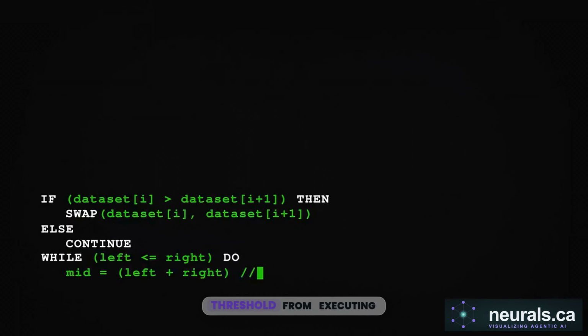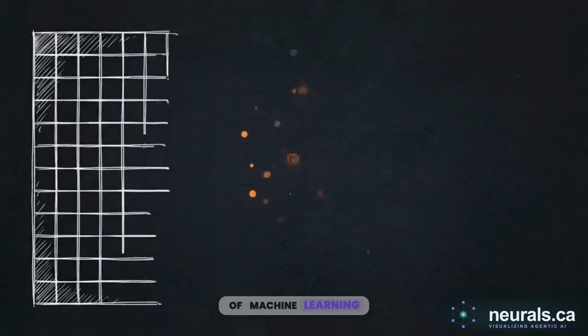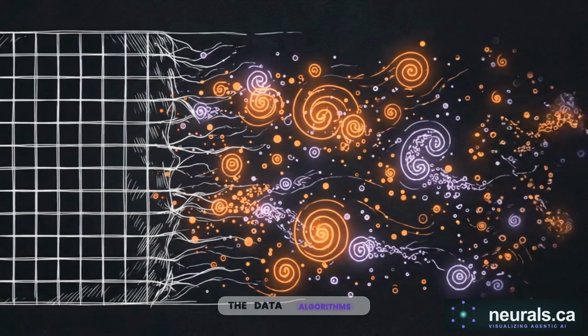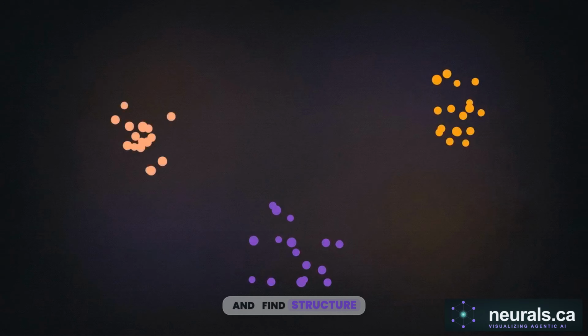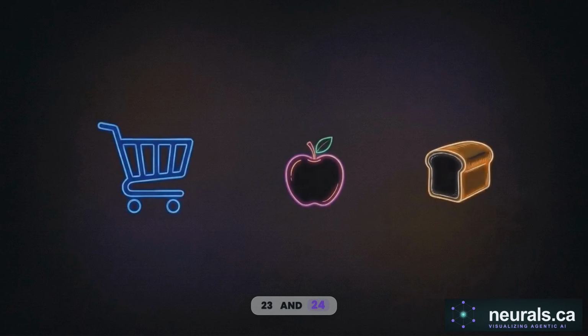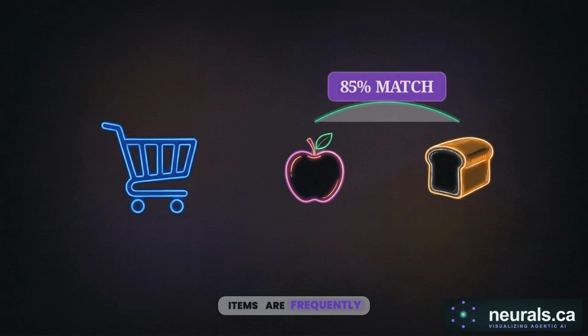We cross the threshold from executing explicit human-written instructions into the era of machine learning, where algorithms begin to write their own rules based on patterns in the data. Algorithms 18 through 22 handle clustering and dimensionality. Their job is to look at a mess of raw information and find structure where no labels exist. Association rules 23 and 24 track behavioral patterns to determine what items are frequently grouped together in a transaction.